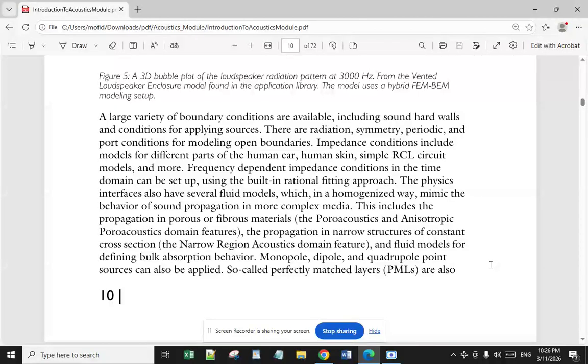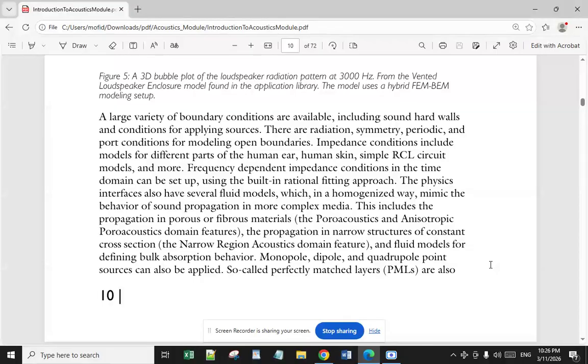Impedance conditions include models for different parts of the human ear, human skin, simple RCL circuit models, and more. Frequency-dependent impedance conditions in the time domain can be set up using the built-in rational fitting approach. The physics interfaces also have several fluid models, which in a homogenized way mimic the behavior of sound propagation in more complex media.